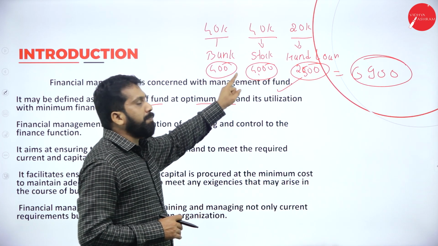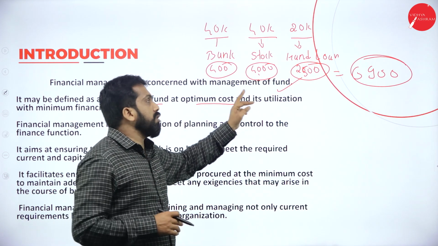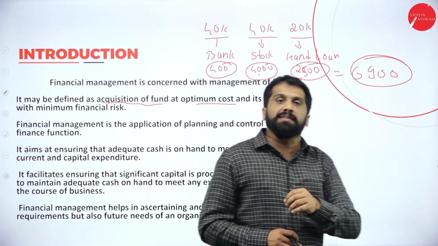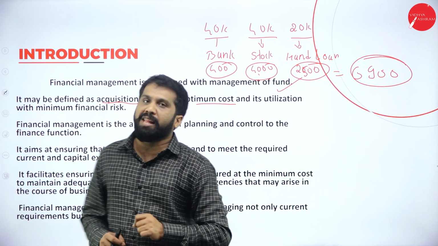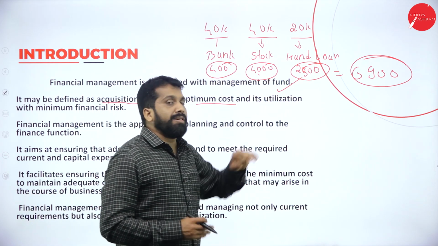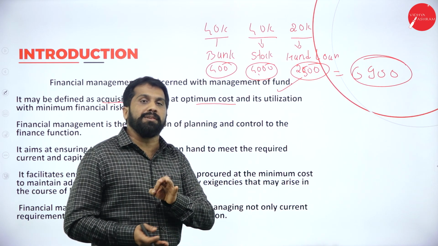You will lose your complete 40,000. If the market is down, you will lose everything. And if you have given a hand loan and that person absconded and is not traceable, then what will happen? You lost that 20,000. So in these two, returns are high, but your risk is also high.